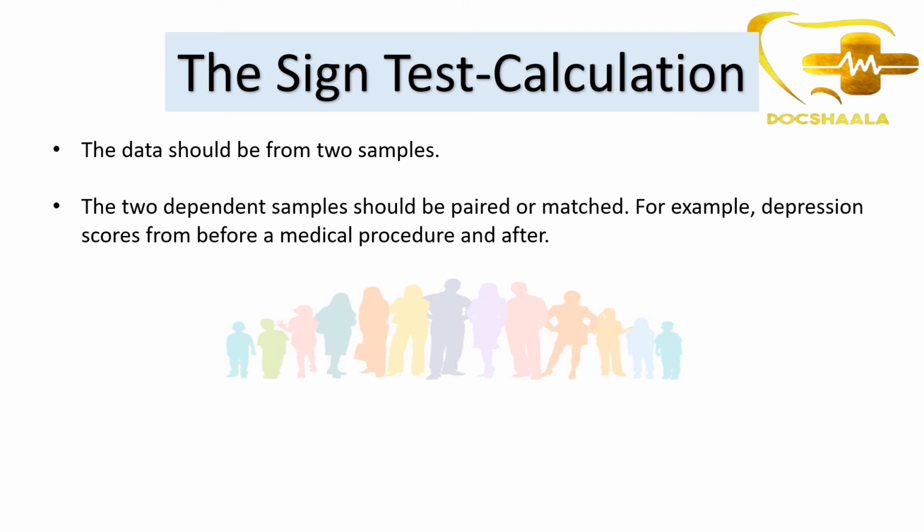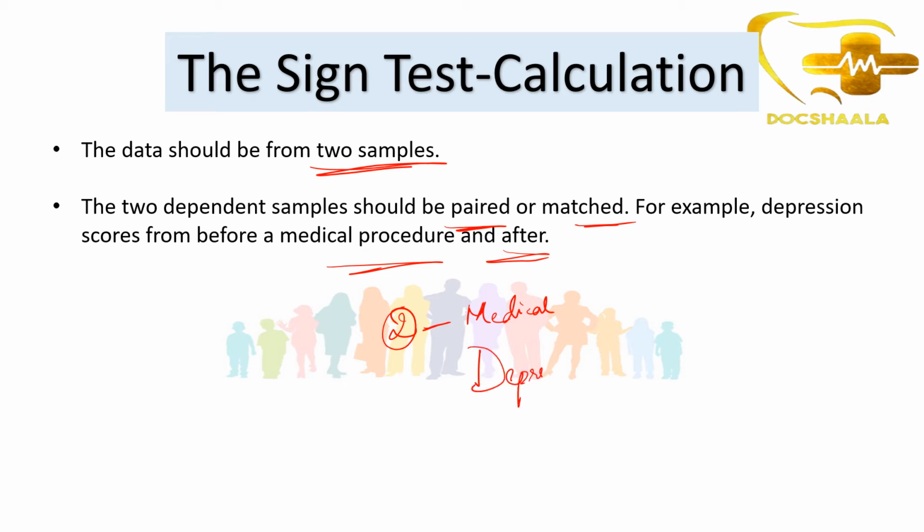So for the calculation, the data should be from two samples, as we know. The two dependent samples should be paired or matched. For example, depression scores from before a medical procedure and after a medical procedure. That means we have two variables, the medical procedure and depression scores. These are compared before and after.